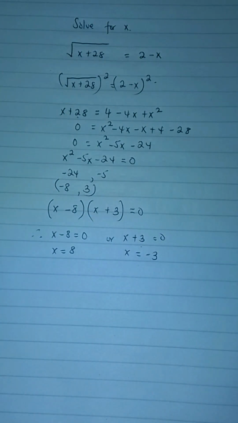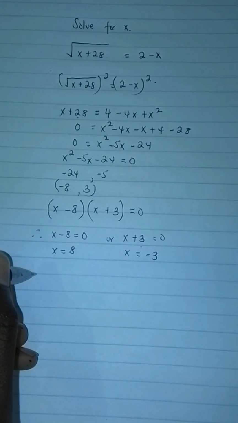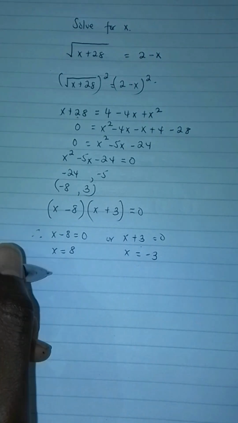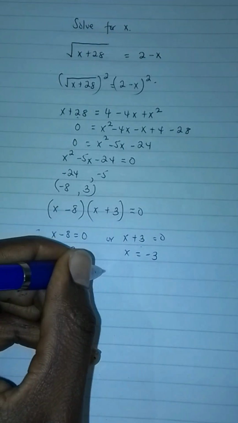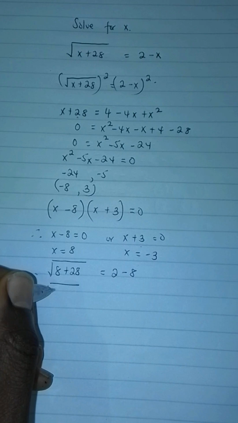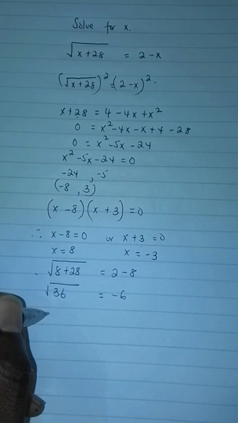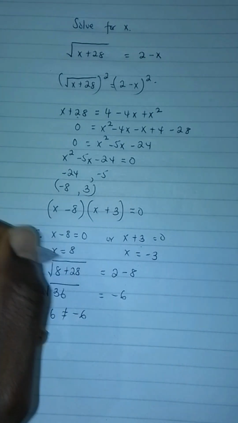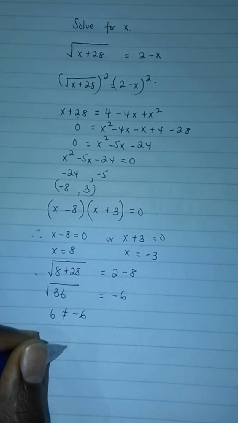But then what we need to do is go and verify our answers by substituting these values here and see if they balance our equation. So we're going to say the square root of 8 plus 28 is equal to 2 minus 8. So we get the square root of 36, which is 6, and 2 minus 8 is minus 6. So it means 6 is not equal to minus 6. So this answer does not satisfy our equation. Therefore x is not equal to 8.